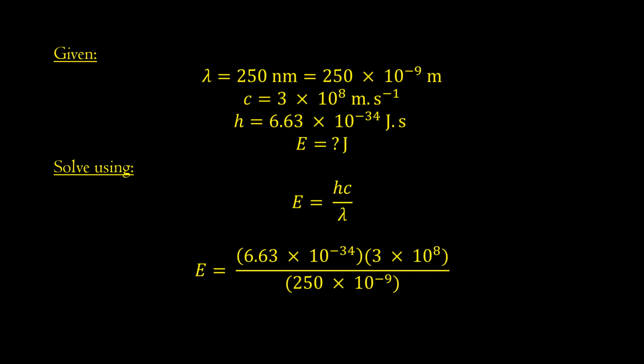So the energy of this photon equals 6.63 multiplied by 10 raised to the power of minus 34, and the whole thing is multiplied by 3 multiplied by 10 raised to the power of 8, both of which are divided by 250 multiplied by 10 raised to the power of minus 9. And the answer there is that the energy of this UV photon equals 7.96 multiplied by 10 raised to the power of minus 19 joules.